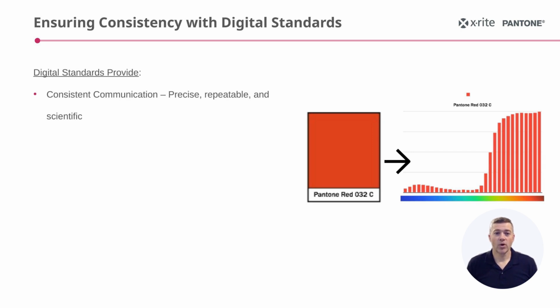Digital standards should also go beyond just LAB values. They must include the spectral data from the measurement as well. This spectral data provides the most accurate and useful information for formulating inks.